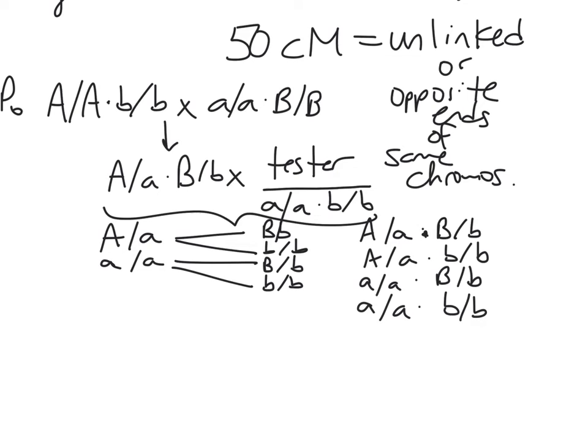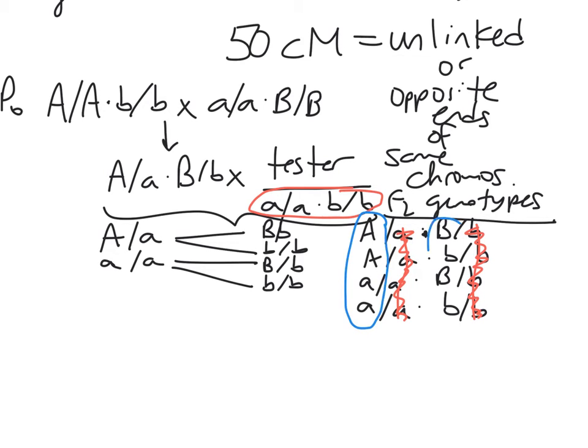So it's the ratio of these 4 different types of F2 genotypes that tells us something about whether or not these genes are linked. What's the parental haplotype? That's right. Now we have to figure out, we know that a little a and a little b came from the tester parent. So we know the origin of those little a's and little b's. So it's something about the ratio of the leftover genotypes, I'm circling in blue. These haplotypes came from the dihybrid parent.